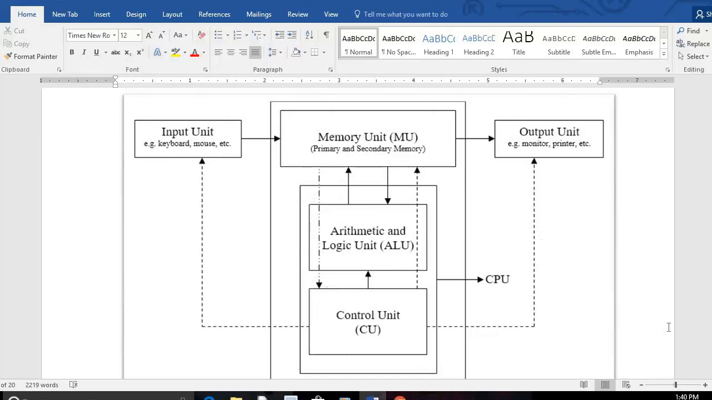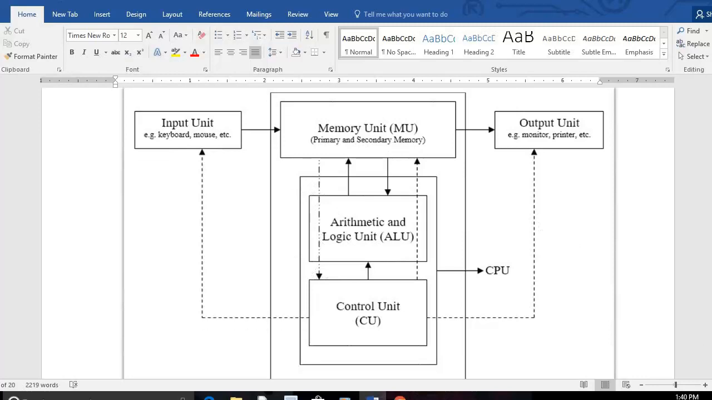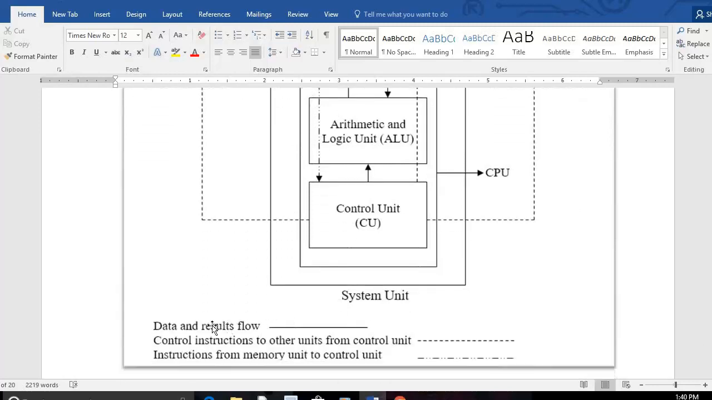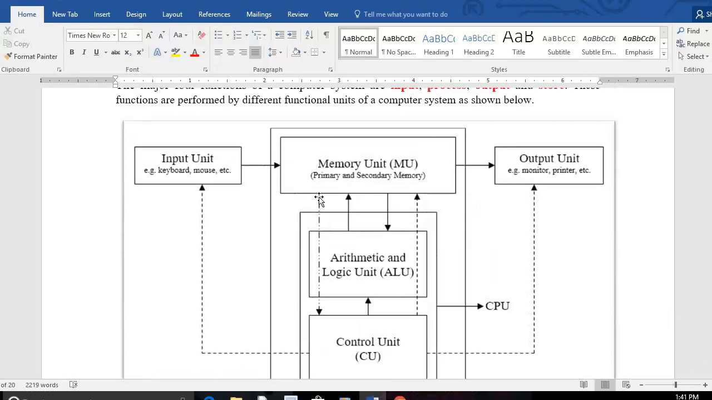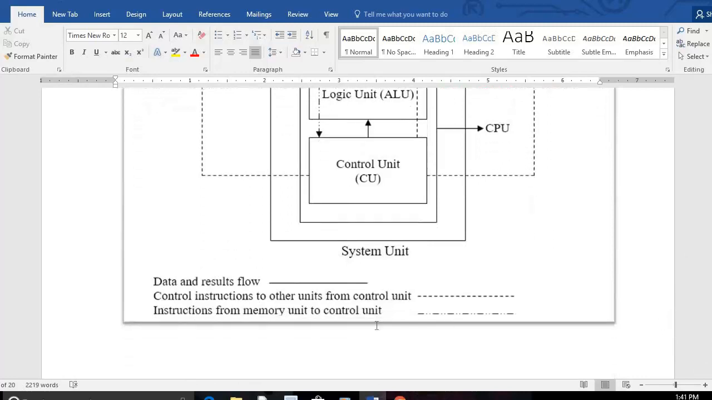Here I used 3 types of lines: thick line, dotted line and another type of line. The thick line represents data and results flow. Wherever I used a thick line, data transmission or results transmission takes place. The dotted line represents control instructions to other units from the control unit. Control unit is giving instructions to the output unit, to memory, and to the input unit. And this type of line represents fetching the instructions from the written program, instructions from the memory unit to the control unit.